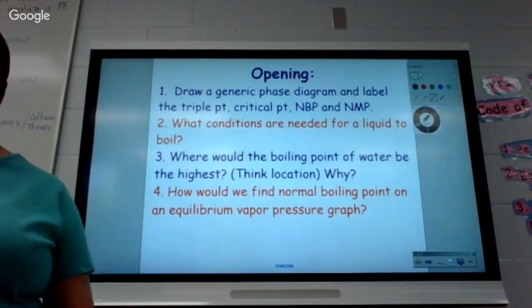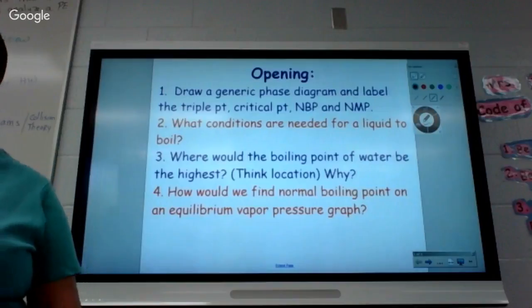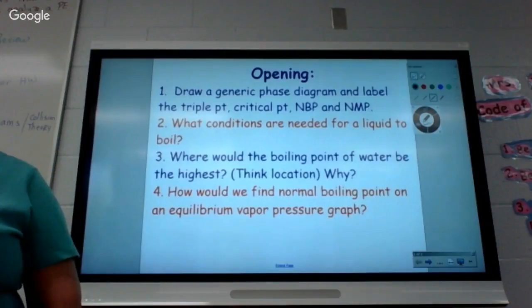So today, what can you tell me about looking out the door? It's foggy. It's a little foggy, but at the moment, the sun's coming out. So pressure is going what? Up or down? Up. So the boiling point is going to do what? Go up.